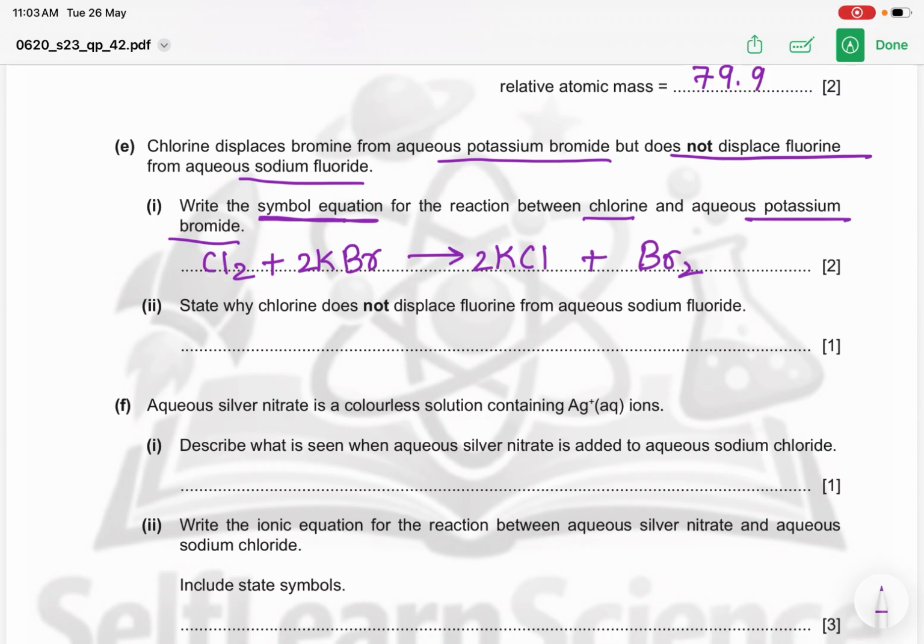Next, state why chlorine does not displace fluorine from aqueous sodium fluoride. Here we should know the trend of group 7 reactivity, that is, reactivity decreases as we go down the group. Fluorine is the most reactive element in the halogens, and because it is more reactive, chlorine cannot displace fluorine. So chlorine is less reactive than fluorine.